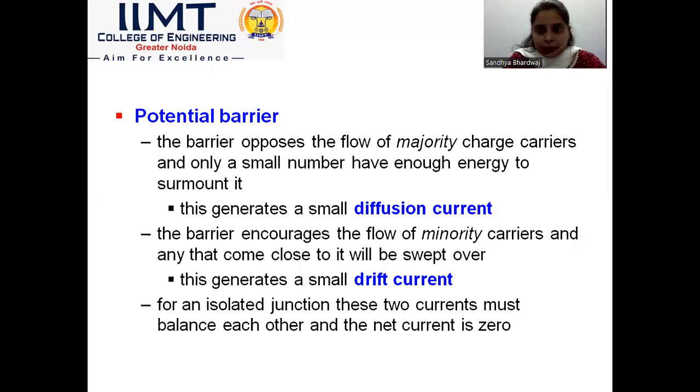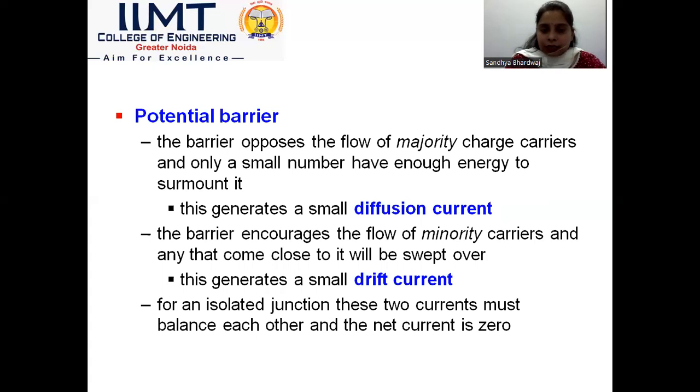Then what is the potential barrier and how does it work in forward and reverse bias? The barrier opposes the flow of majority charge carriers, and only a small number have enough energy to surmount it. This generates a small diffusion current. The barrier encourages the flow of minority carriers, and any that come close to it will be swept over. This generates a small drift current.